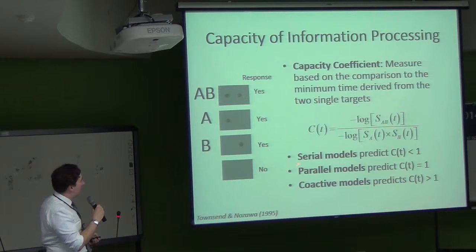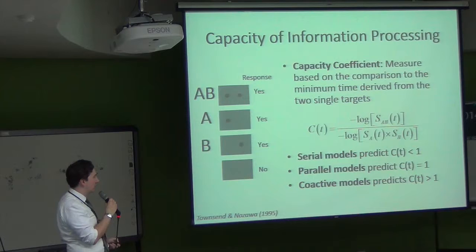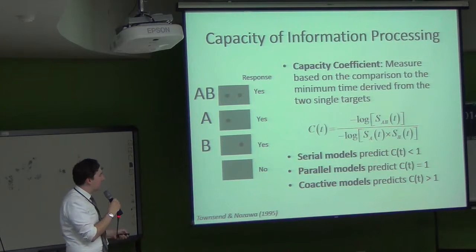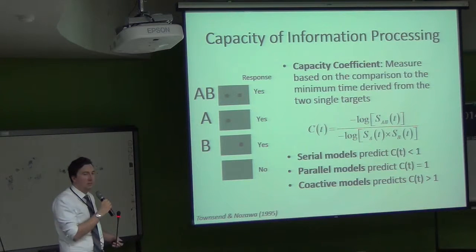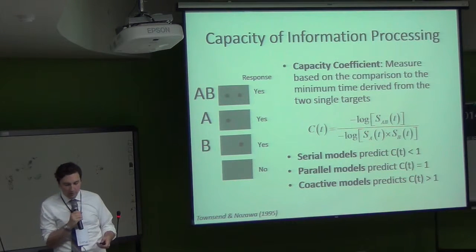So we can add now, we look at the capacity measure. Serial models could predict that this capacity function is less than 1 for all response times. Coactive models, I haven't really told you about them, but they predict something called supercapacity, which is a capacity coefficient of greater than 1.